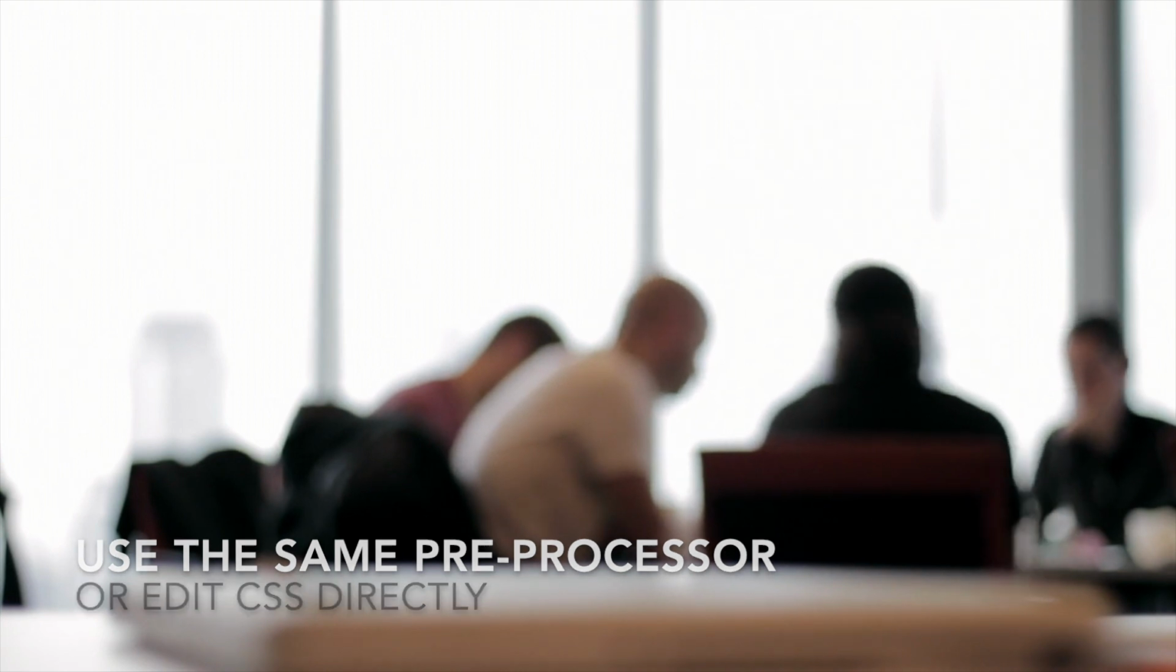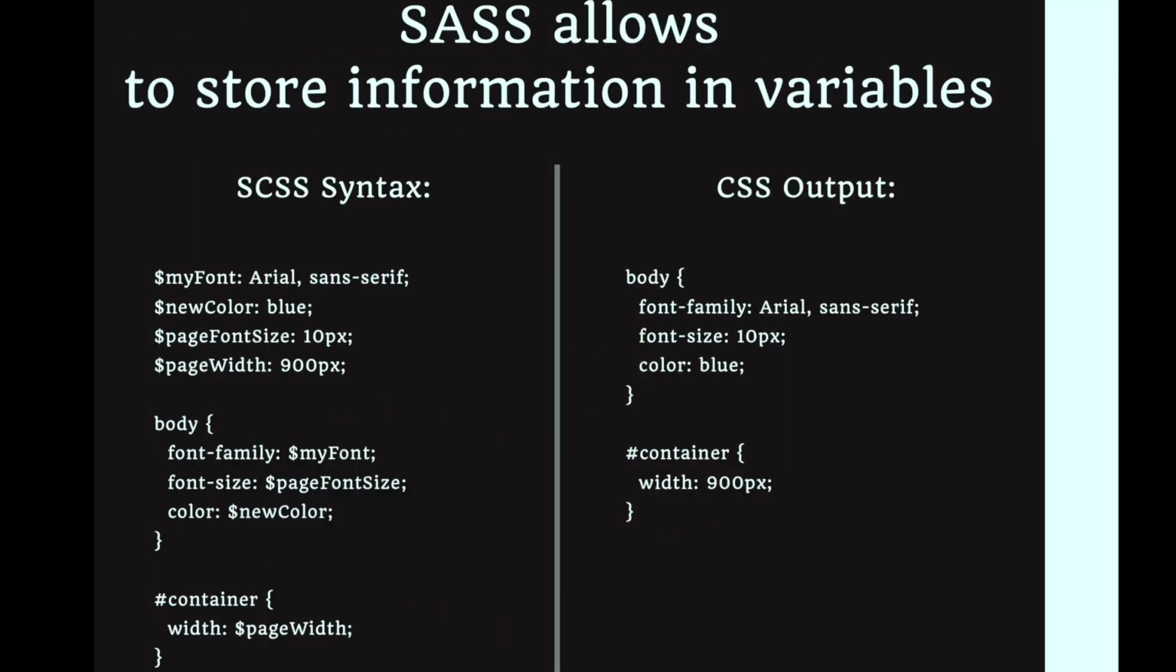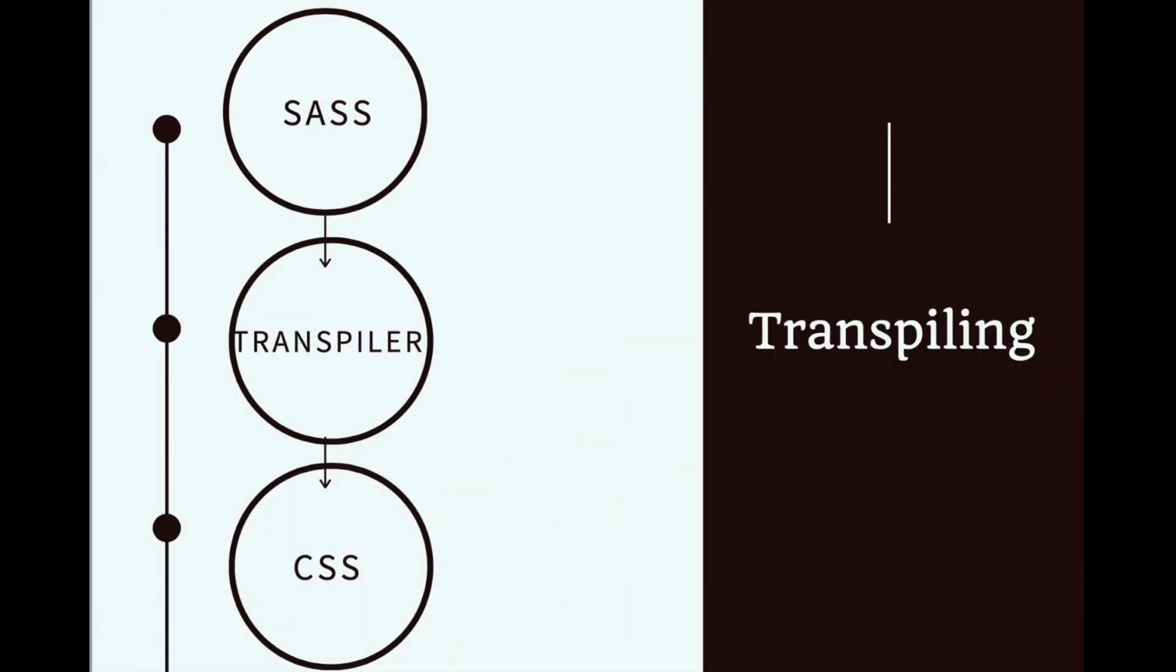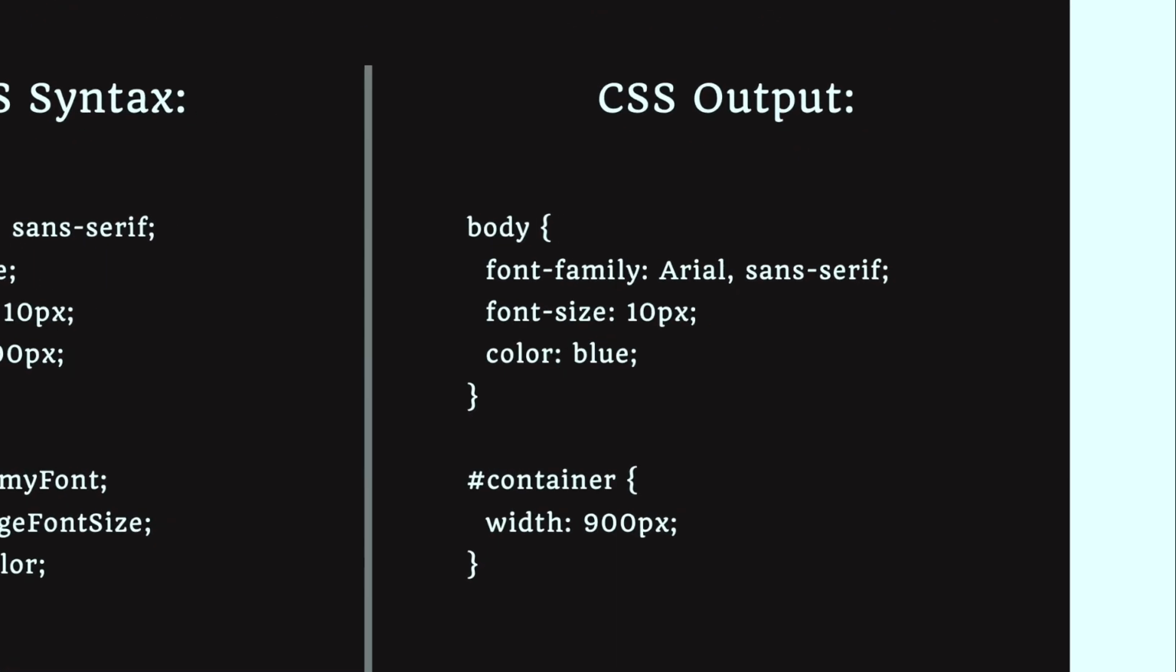Now let's look at some features that you can use with Sass. One of them is the ability to store information in variables that you can use throughout your CSS, like color, fonts, width, and other CSS values you think you'll want to reuse. But you can't send Sass code directly to the browser, it won't know what to do with it. Instead, you need to use the Sass preprocessor to translate the Sass code into standard CSS, a process known as transpiling. When the Sass file is transpiled, the following CSS is produced.